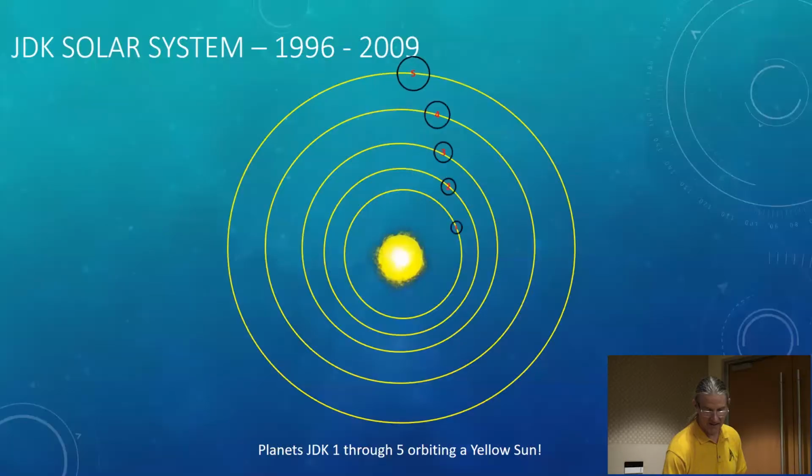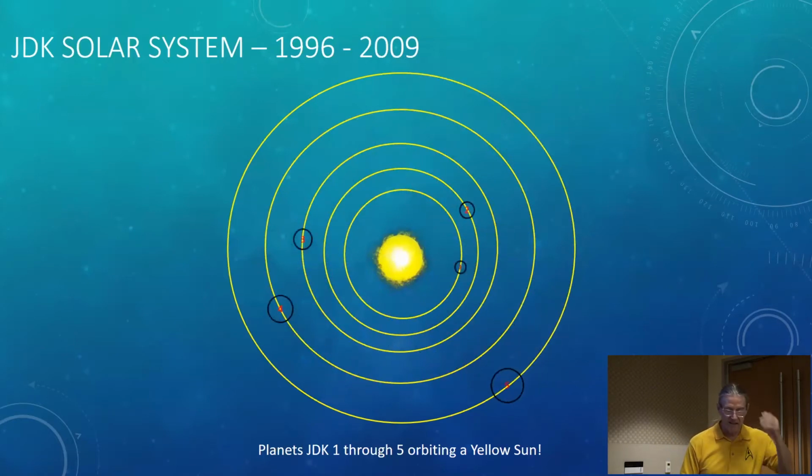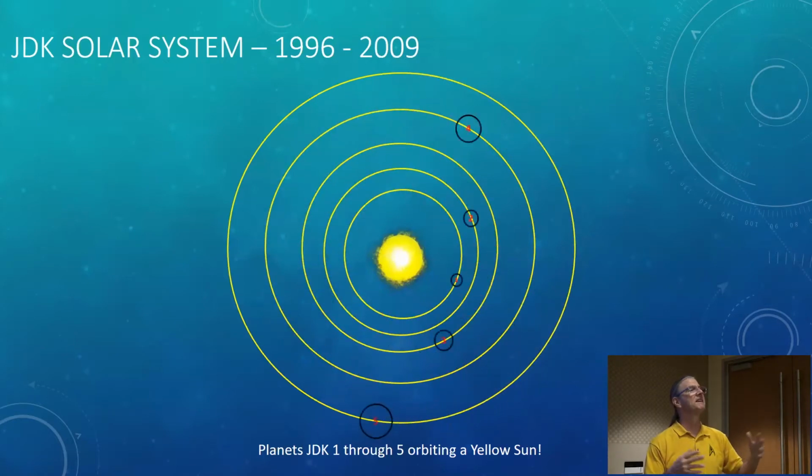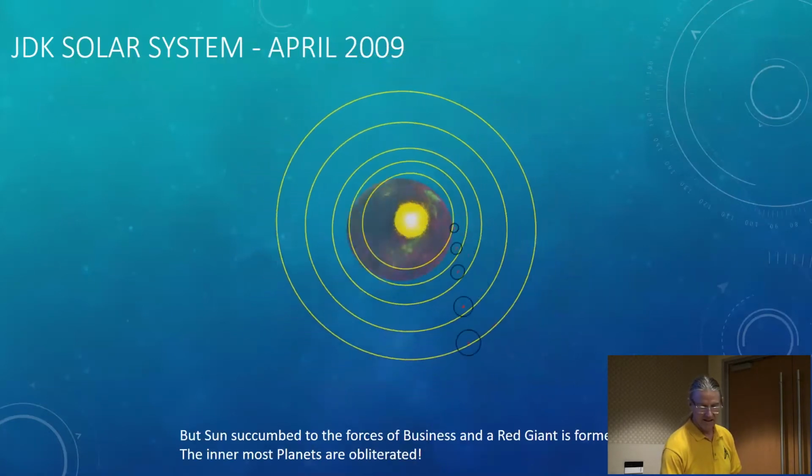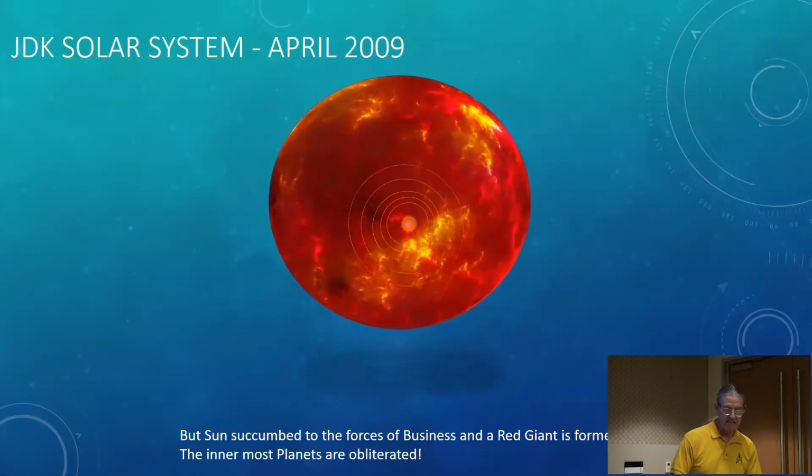We're warping to a new era. So we did have a lot of fun with this one. So here's the JDK solar system, aka 96 through 2009. We have a few planets, 5 orbiting the nice yellow sun there. Everybody was kind of happy. And what's this but the sun succumbed to the forces of business and a red giant was formed, Oracle. And it sucked up a lot of planets.